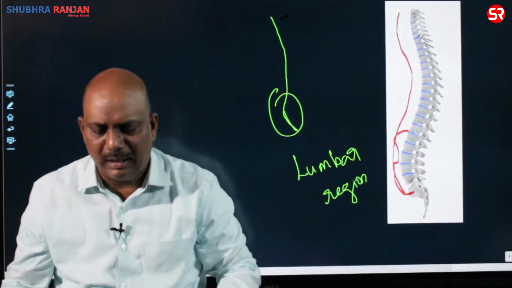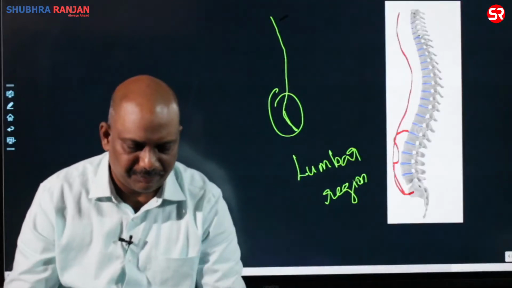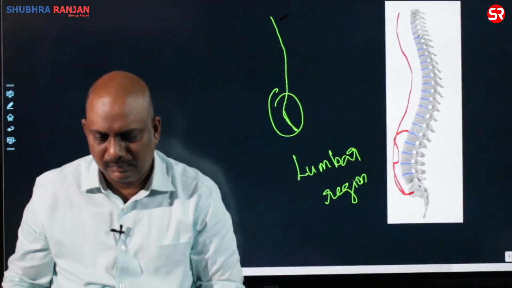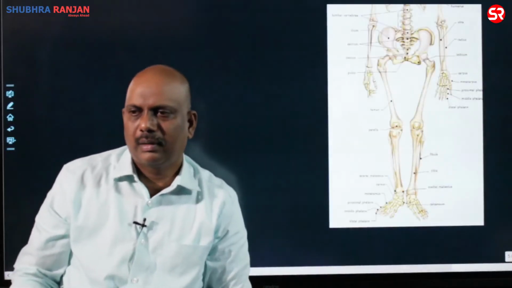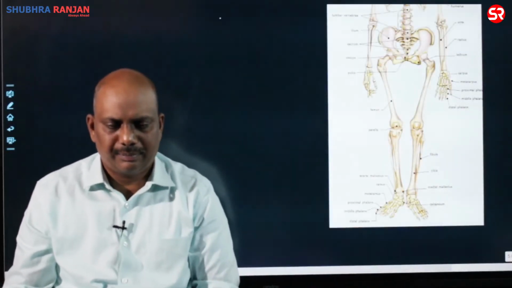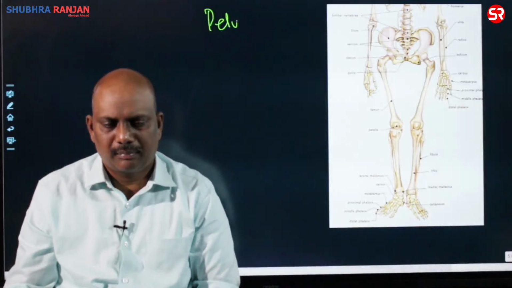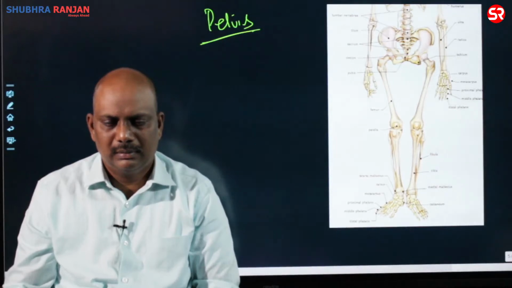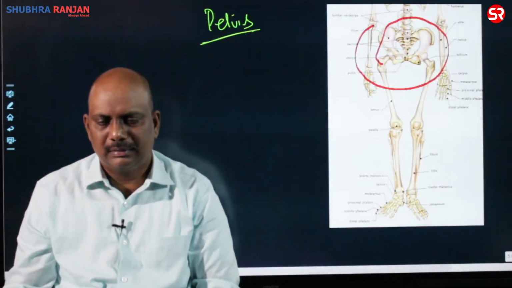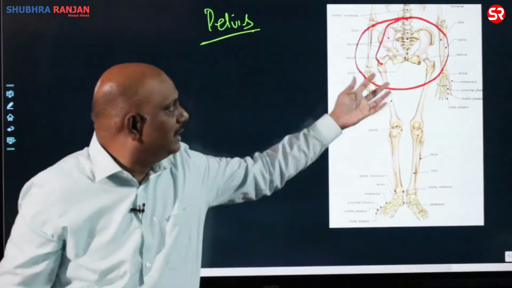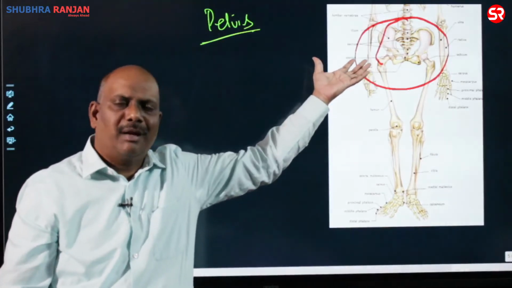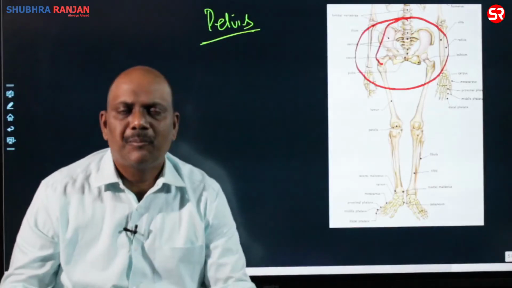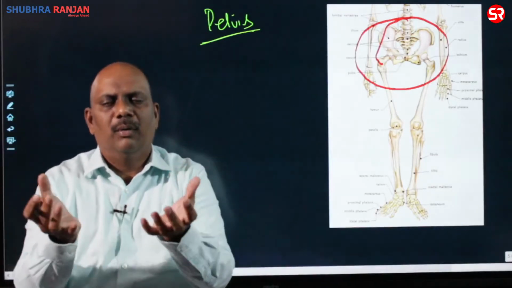Next is the pelvis. This particular region is the pelvic girdle, with a number of bones. So the pelvis of human beings is bowl shaped. It's like a bowl.